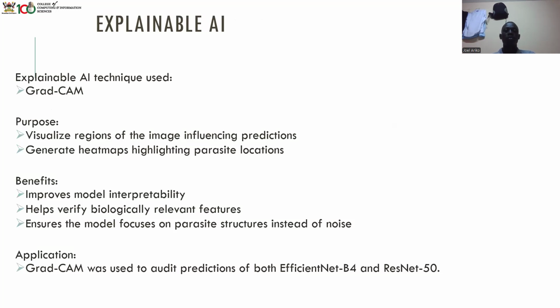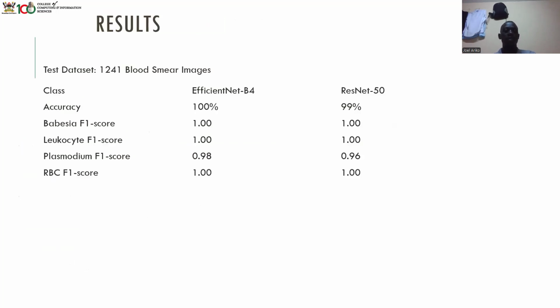Of course, you view the heat map and see how the correlation moves between different classes. Then it also ensures the model focuses on the parasitic structures instead of the noise. So that is it. It's applied to all predictions of both the architectures, that is the EfficientNet B4 and the ResNet 50.